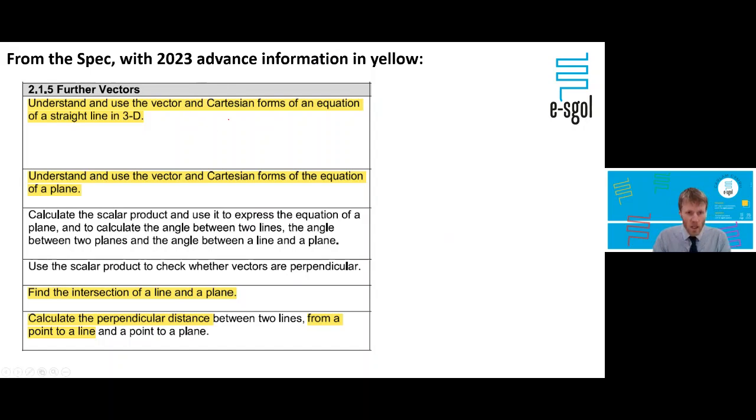So these are the things in yellow that they're suggesting could come up. It does say some stuff here that I think we just need to be a little bit careful of. Calculate the scalar product, for instance, isn't highlighted, but I would assume we would need that for certain questions. So again, I'm going to try and cover most of this. I think I will pay particular attention to this bit, the perpendicular distance from a point to a line. That seems to be something they are suggesting would be in the exam.